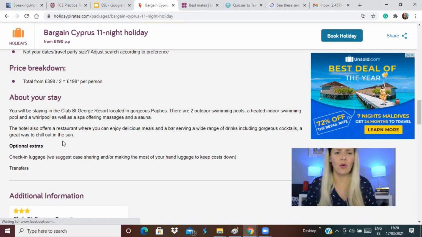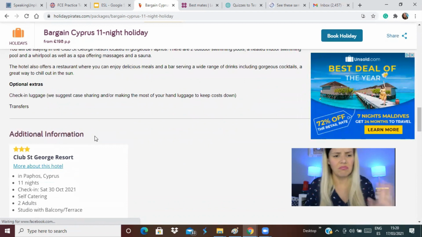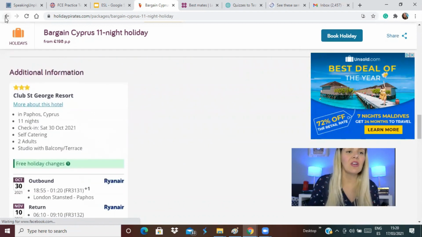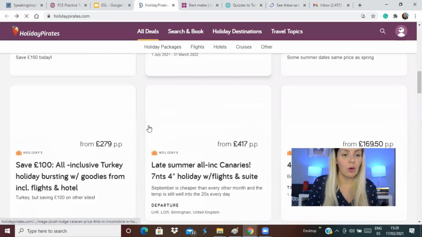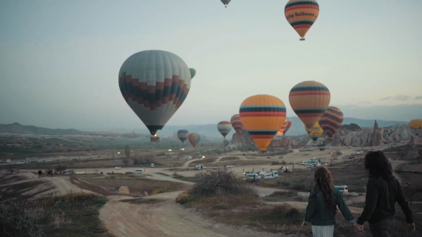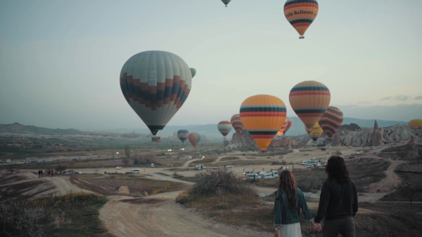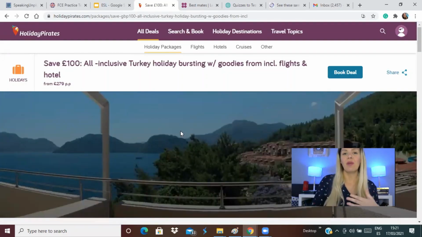If you think this is too short, so maybe look, this one, I don't really like it, so let's go and try another one. So you can maybe try, we are going to all-inclusive Turkey. So what is the meaning of all-inclusive? Are we going to have meals and flights and hotel?